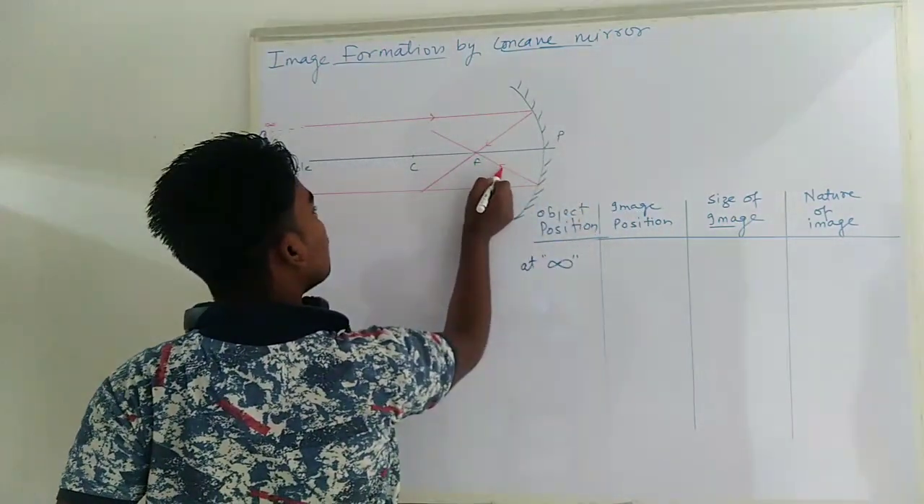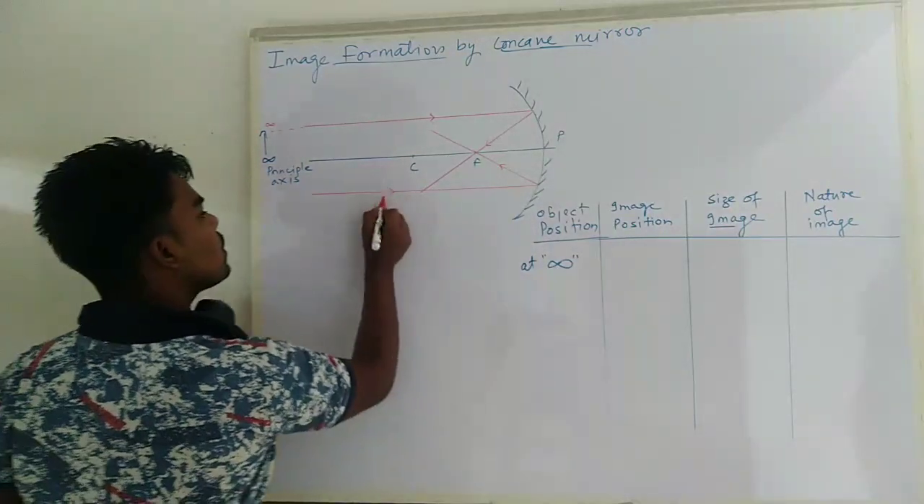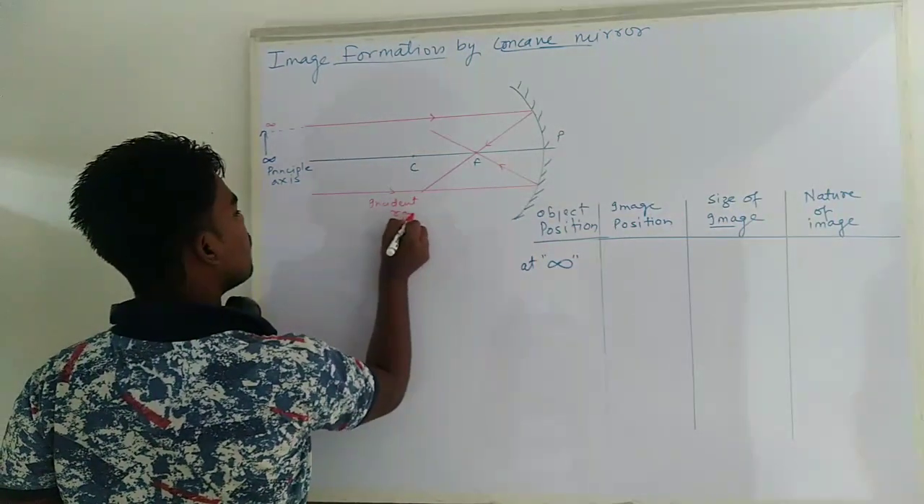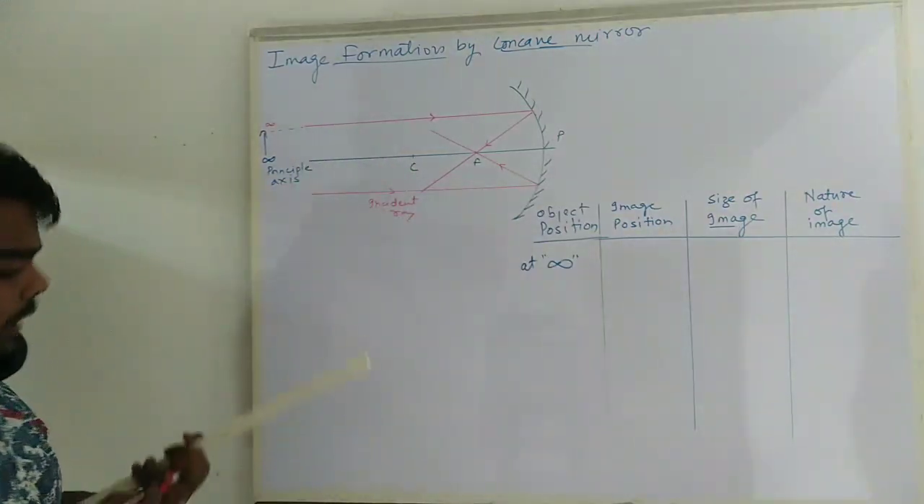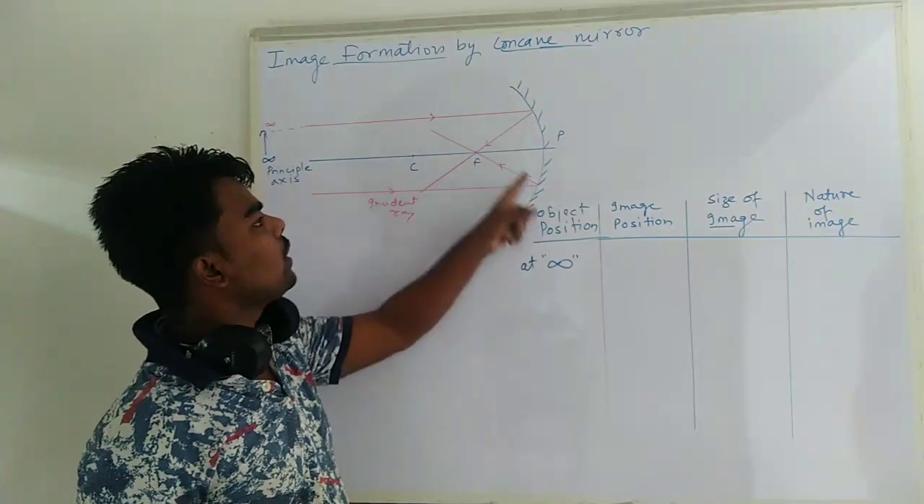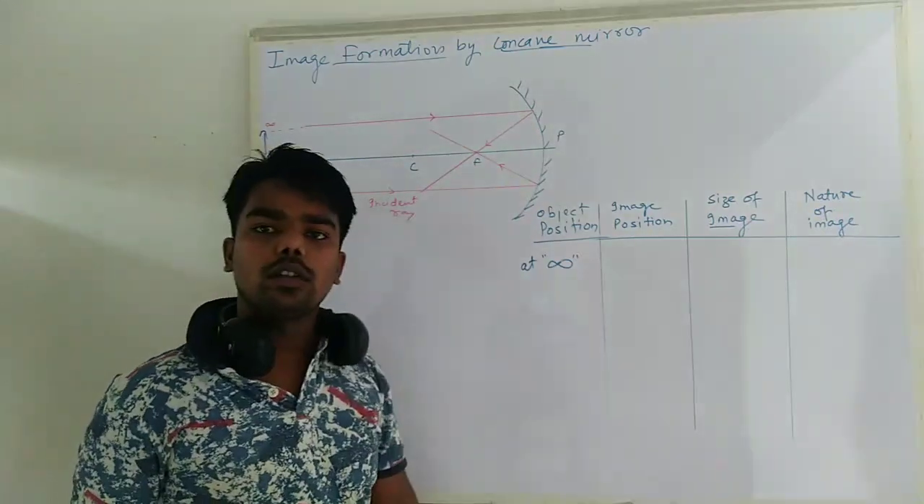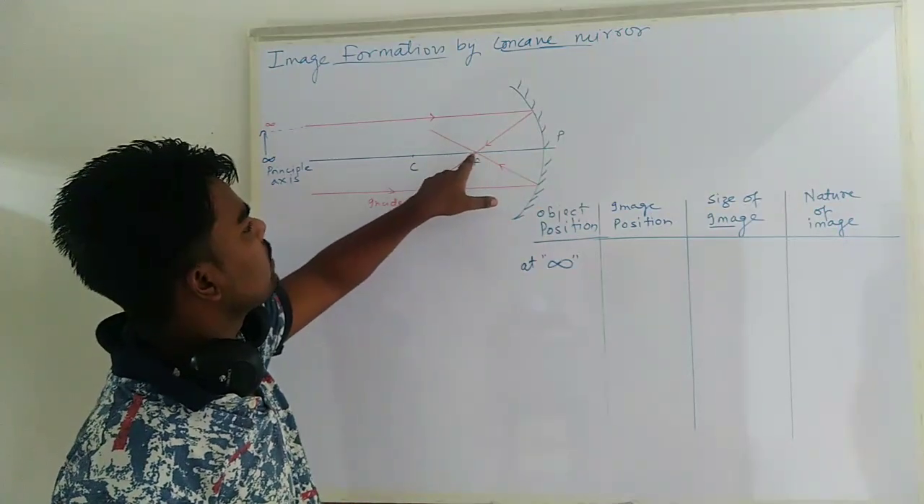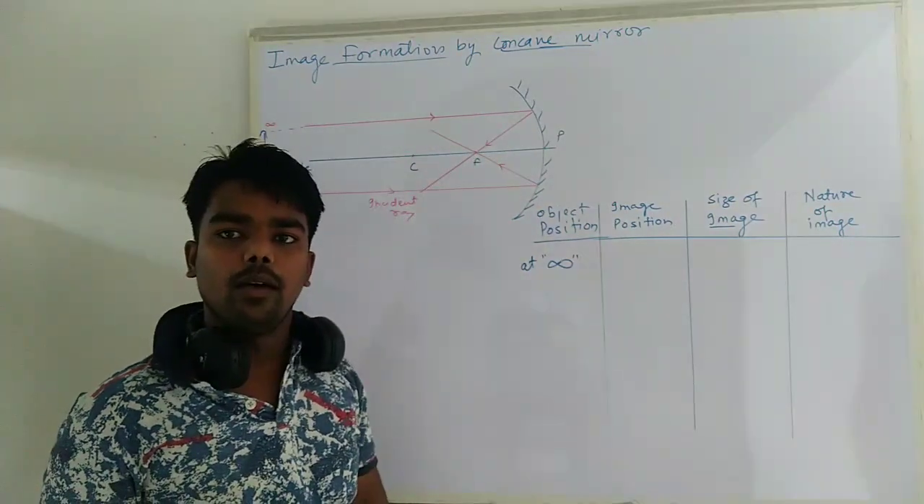So this was the incident ray. So was this; both were incident rays and both were parallel to the principal axis. After reflection they are passing through the focus. So here both the reflected light rays are intersecting, which means the image will form there.